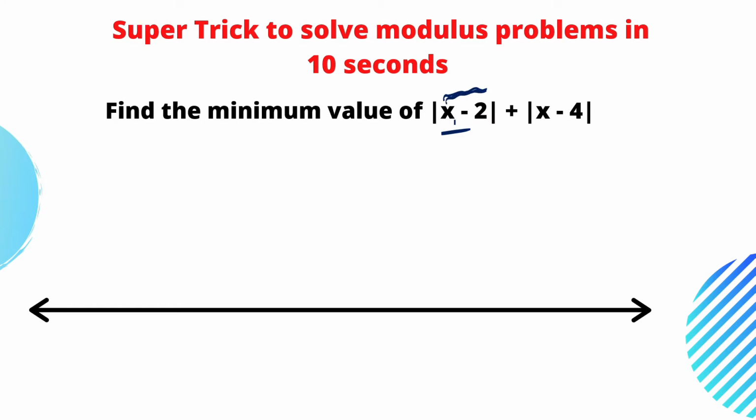Then x is equal to 2, right? Let me plot this. When you see x minus 2, then you must say that, so find the minimum value of modulus of x minus 2 plus modulus of x minus 4. So in the first case, it is 2, right? Let us say a is here. In the second case, x minus 4, so x is equal to 4.